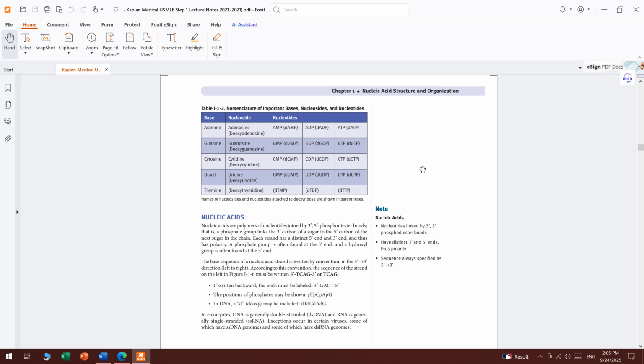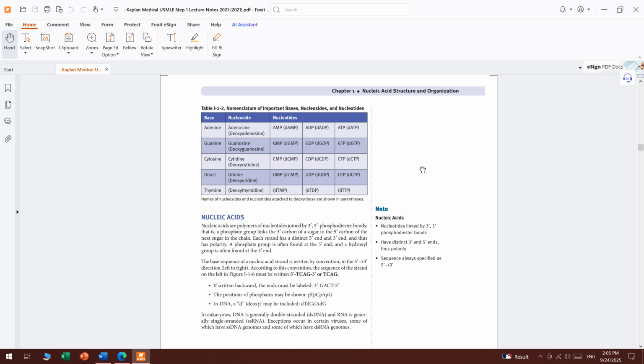In eukaryotic organisms, DNA is generally found as a double-stranded molecule, while RNA is typically single-stranded. However, exceptions exist, particularly in the viral world, where some viruses possess single-stranded DNA genomes, and others have double-stranded RNA genomes.